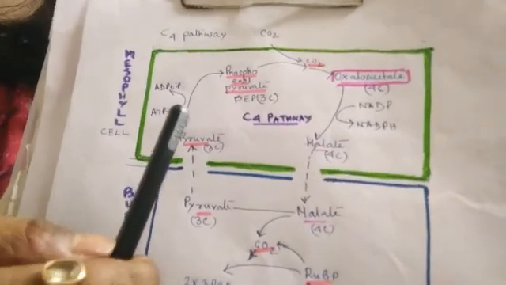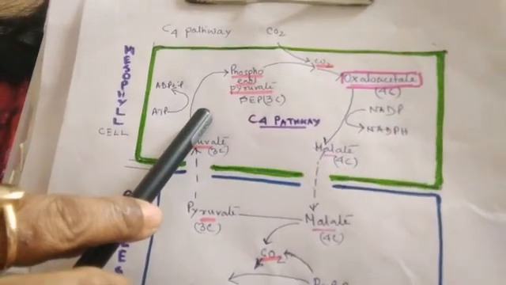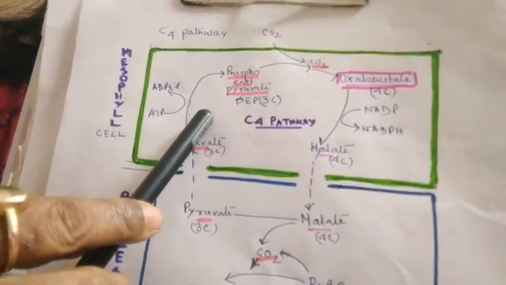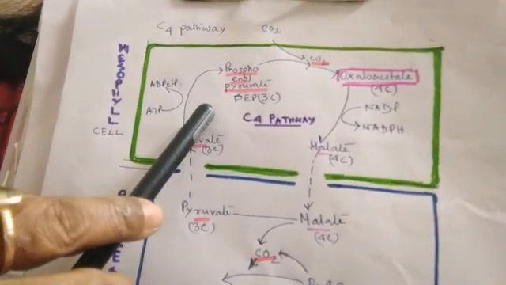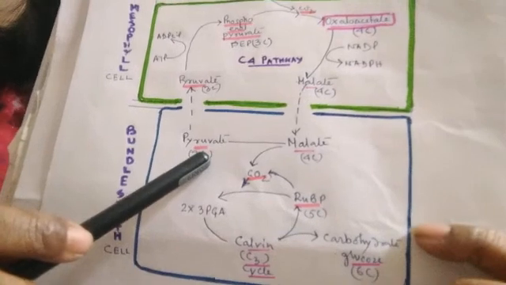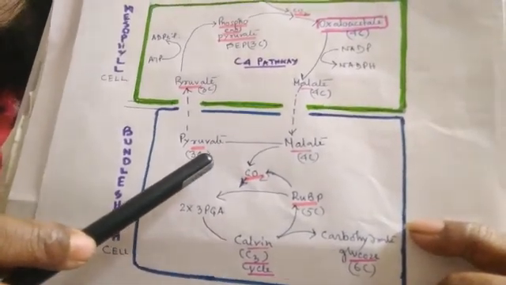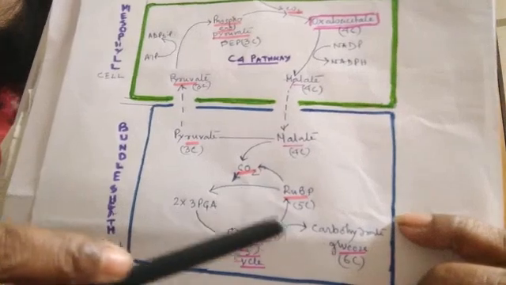So let us see what happens in the C4 pathway. Think this is the mesophyll tissue, clear, where we find chloroplasts which are smaller in size and have well-developed grana, and this is the bundle sheath cell, which is a larger cell with larger chloroplasts but agranal, that means grana is not there, instead the whole stroma is there.